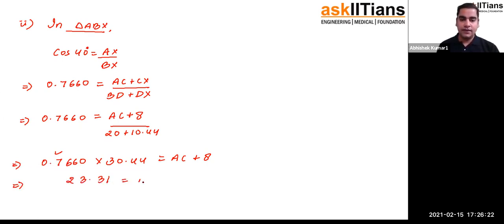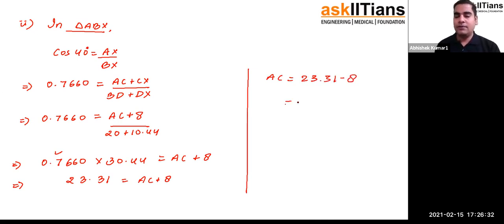And here you will have AC plus 8. If you solve it further, what will you get? You will get AC is equal to 23.31 minus 8. Because 15 plus 8 is 23, it is going to give you 15.31 meter. So that is going to be the approximate value for the second part.